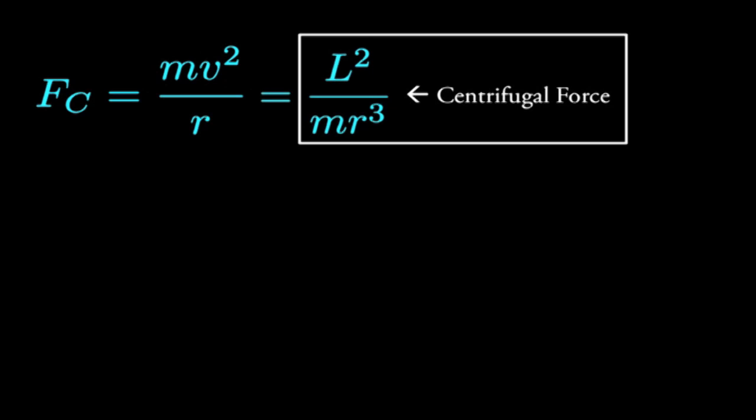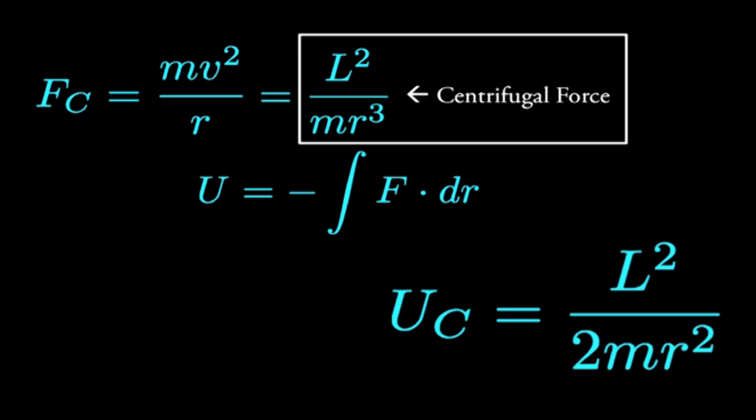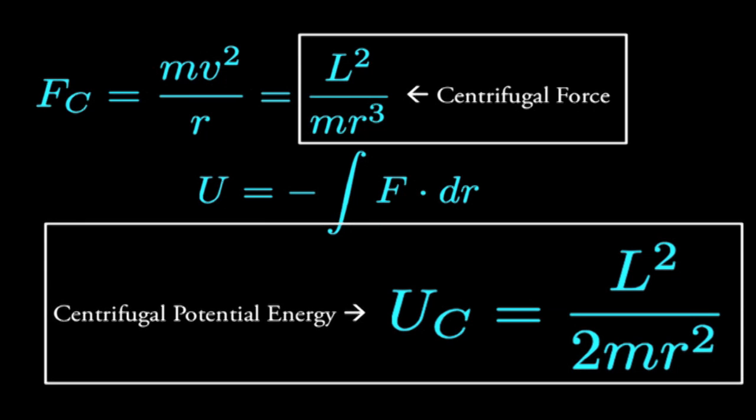So like I said, we have a centrifugal force. I'm going to rewrite that so it's in terms of the angular momentum rather than the velocity, because the velocity changes during the orbit and the angular momentum doesn't. I can use an integral to create a potential energy out of this force. And I get this U_C value in the lower right, which is my centrifugal potential energy.